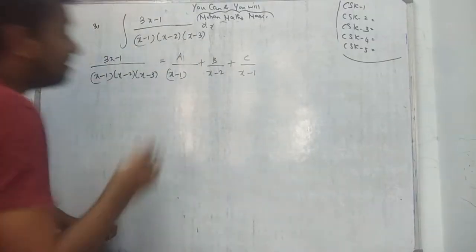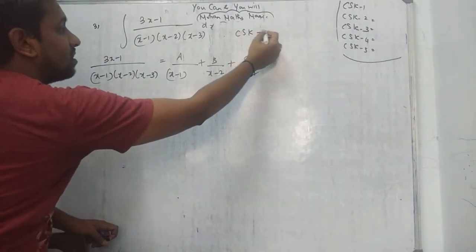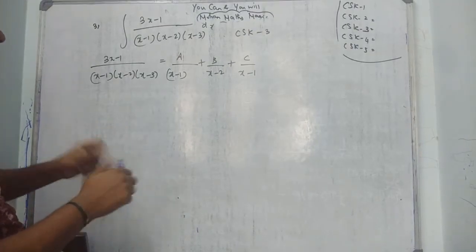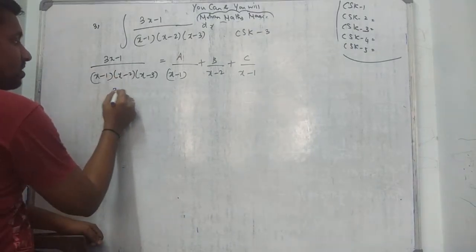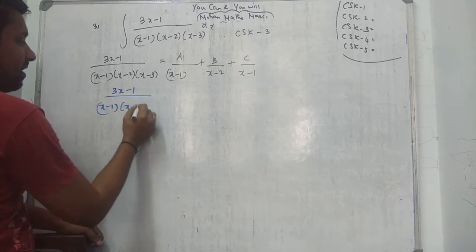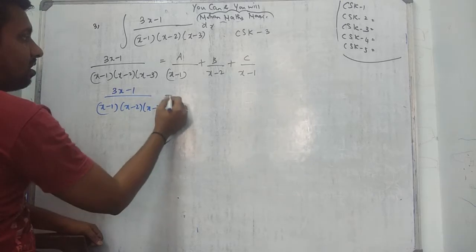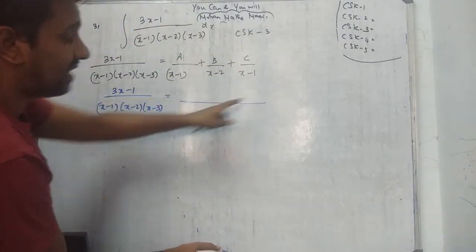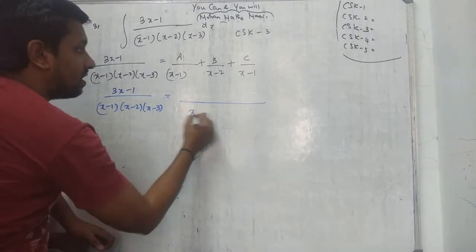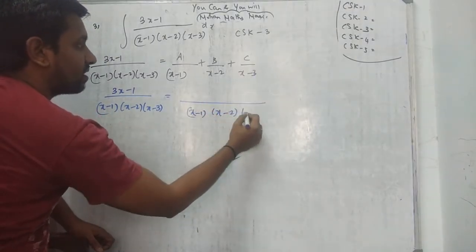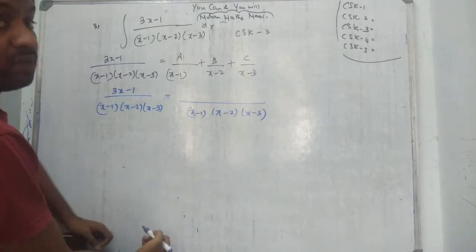CSK3 should be like this. Therefore, next step, this should be written again, 3x minus 1 over x minus 1, x minus 2, x minus 3, normal LCM. Please be very careful, you did this in class 8 itself. Normal LCM, x minus 1, x minus 2, x minus 3, all 3 brackets should come in the denominator.